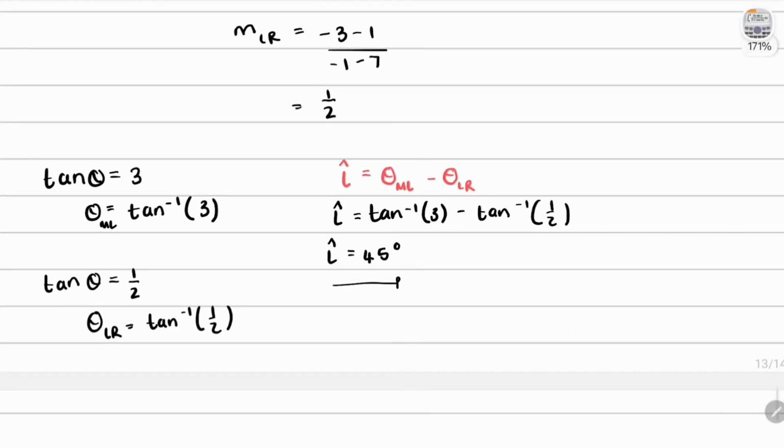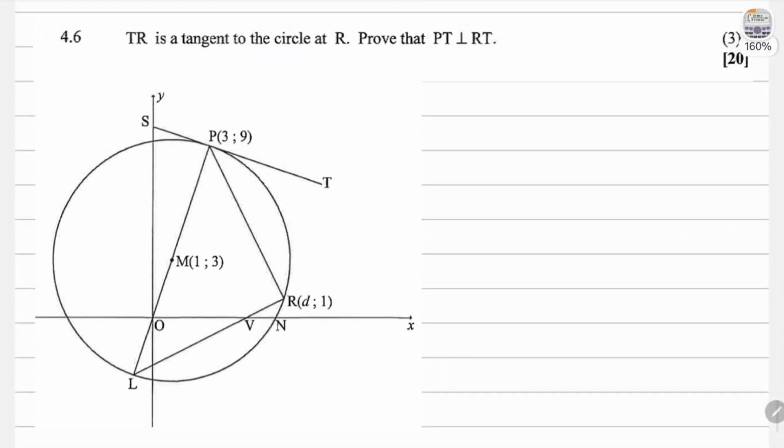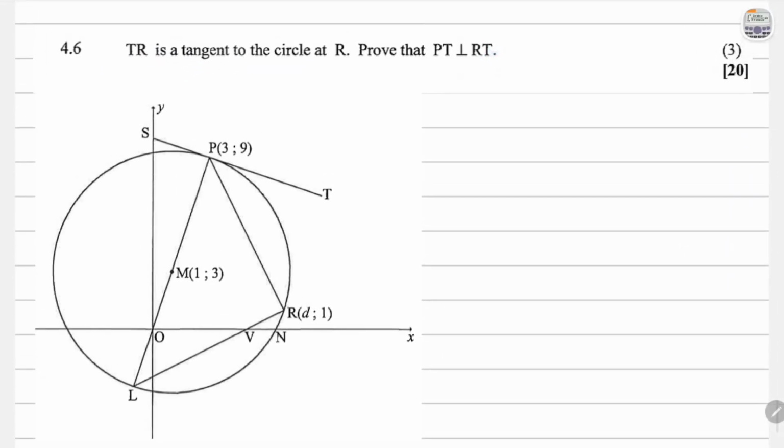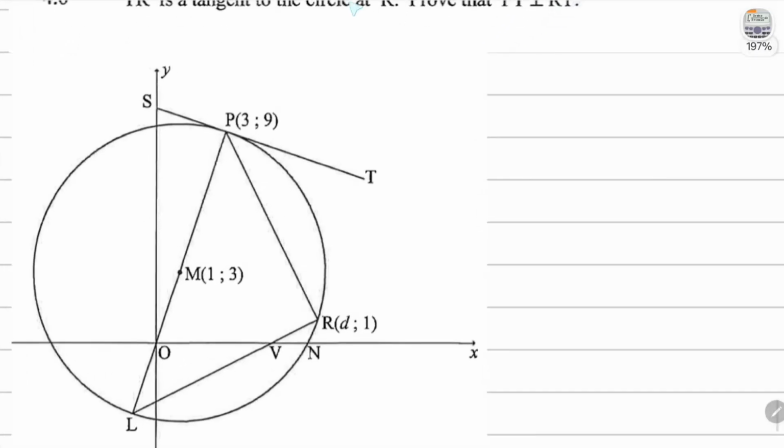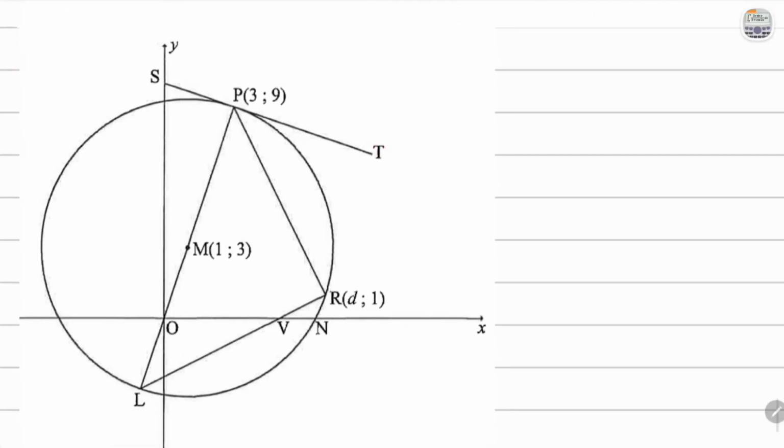Okay, moving on to the next question. Question 4.6 says TR. Okay, here is our diagram. PT is perpendicular to RT. That's what we have to prove. Okay, so we have a tangent now, TR. So that goes like that. And you have to prove that PT is perpendicular to TR. That's what we need to prove.